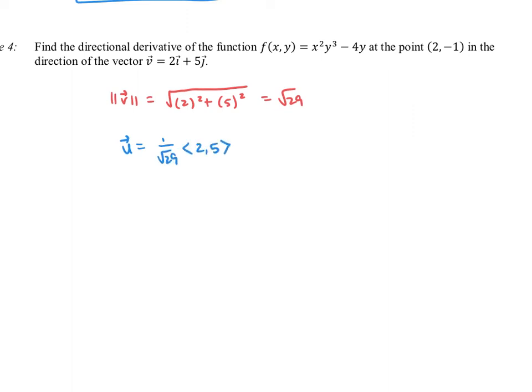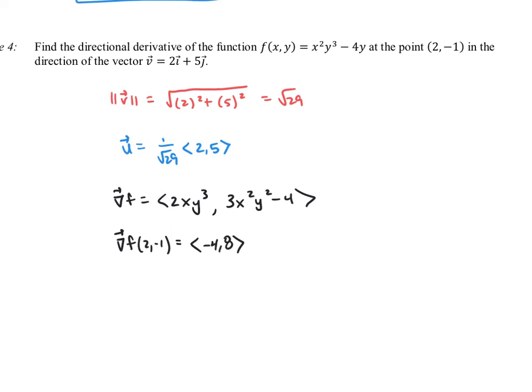You could distribute that. That would be totally fine. You could write that a variety of ways. I also need the gradient vector because, again, that's part of my directional derivative calculation. So my gradient vector is (2xy cubed, 3x squared y squared minus 4). And then I want to make sure to calculate the gradient at the correct point, which is (2, -1). So we get a gradient vector of (-4, 8).